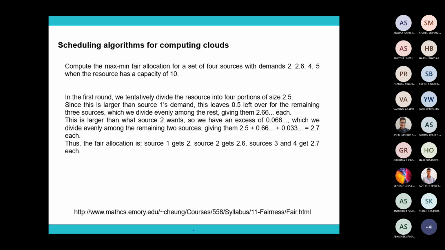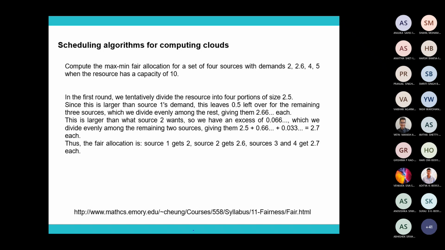Once again, for the second user, he has requested 2.6, so now he will get more than 2.5. When you divide this 0.5 by 3, he will get an extra share, and then any excess you remove and finally distribute to the others.